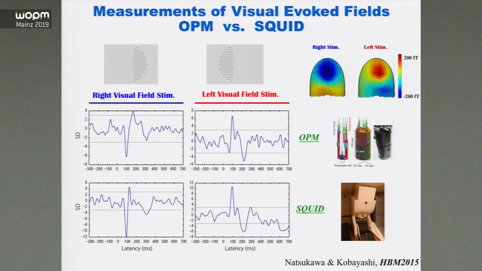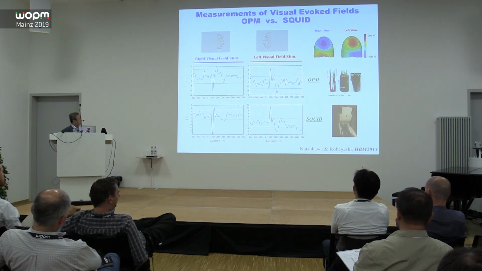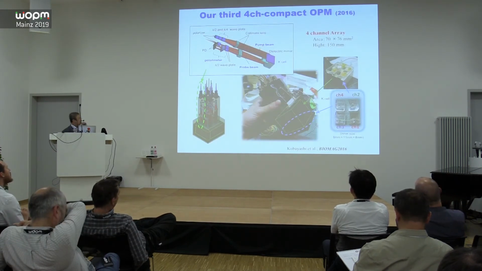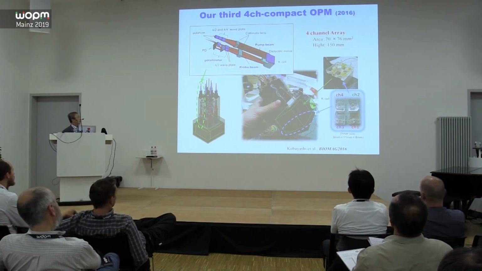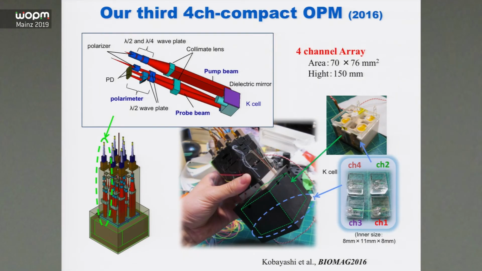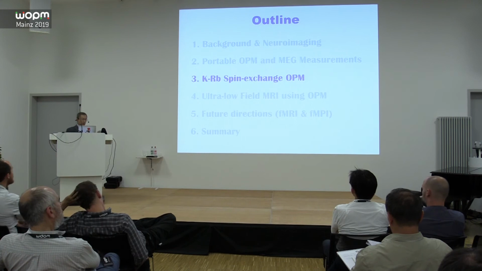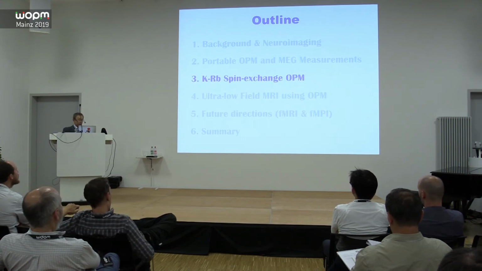These are the results. The upper row is the result obtained by our OPM, and the bottom row is the result measured by the whole head SQUID. As you can see, we can get a good agreement. Then we continue miniaturization, and this is our third 4-channel compact OPM, which I showed you at Biomag 2016. And this is our latest compact OPM. Now we are collaborating with a Japanese company named Hamamatsu Photonics. This is the history of our development of portable compact OPM.